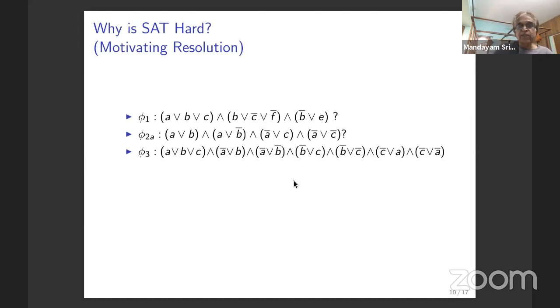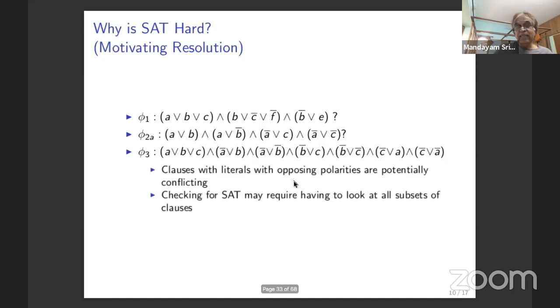And so is the case here as well. Okay, and that is what gives rise to it. So there are two ideas here. One is to point out the polarities: when the literals that appear in the clauses are of opposing polarities, then they can be potentially conflicting.